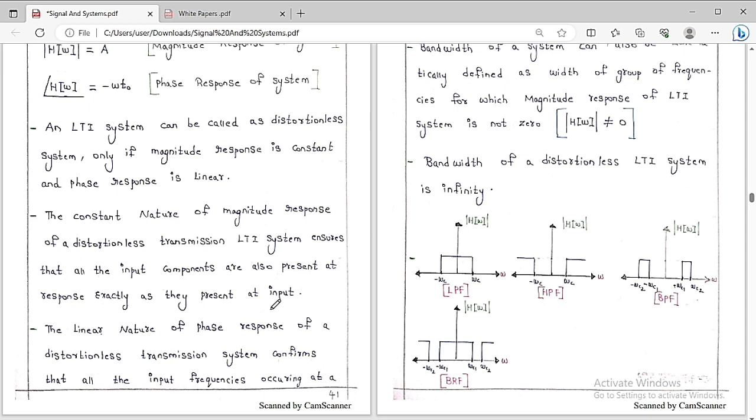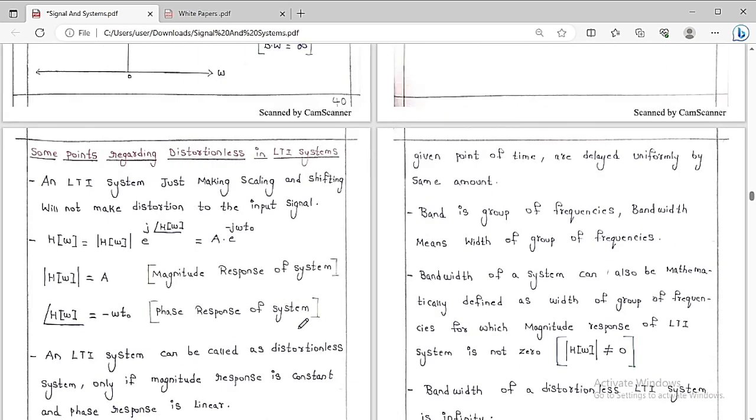So the meaning of constant magnitude response is that whatever the input frequencies, all those frequencies are also going to be present in the output. The linear nature of the phase response of a distortionless transmission LTI system confirms that all the input frequencies occurring at a given point of time are delayed uniformly by some amount.